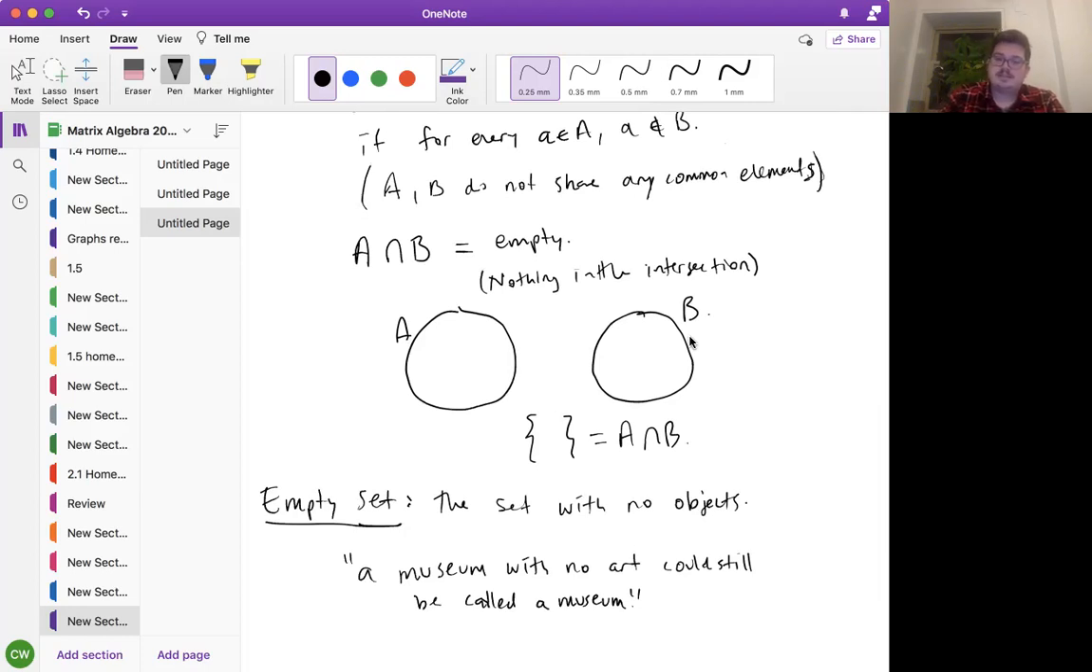So that makes the intersection understandable, right? Or disjoint understandable. If there's no common elements, then the common elements between A and B are nothing. So what do we call nothing? We call it the empty set. Okay.